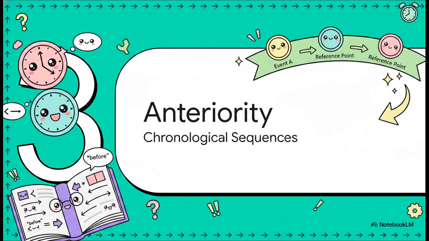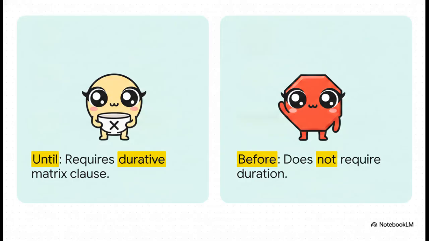All right, Section 3, Anteriority. Let's look at how we establish chronological sequences before a reference point. Diving into our second pillar, anteriority, we're analyzing the tools we use to sequence events that happen before something else. Now, pay attention to this because it's a huge aha moment, especially for language teachers. Grammatically, until demands a durative matrix clause. You can easily say the children were noisy until told to be quiet because being noisy is a continuous state.